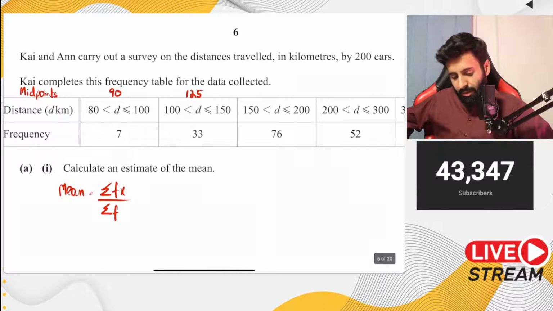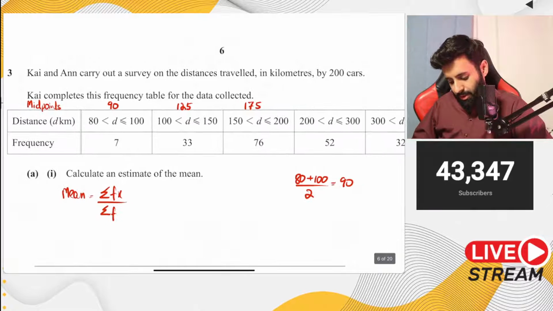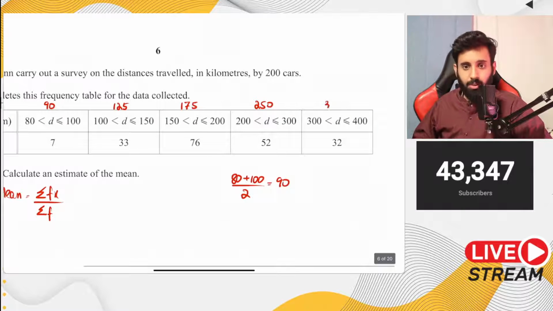In case you're wondering how I got the midpoint, although I hope you're not, with the exam in 2-3 days. So here's what I've done. 80 plus 100 upon 2, which is equal to 90. And then 150 plus 200 upon 2 is 175. 200 plus 300 divided by 2 is going to be 250. And 300 plus 400, the midpoint is going to be 350.